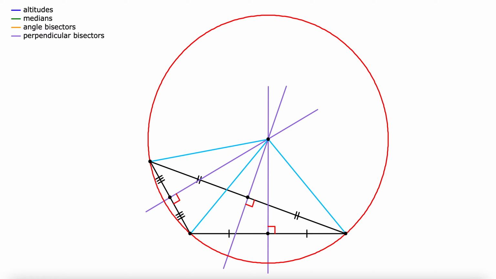The circumcentre of an obtuse triangle lies outside the triangle, while the circumcentre of an acute triangle lies inside the triangle, and the circumcentre of a right triangle lies at the midpoint of the hypotenuse.